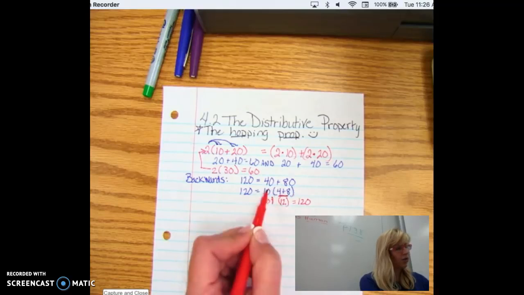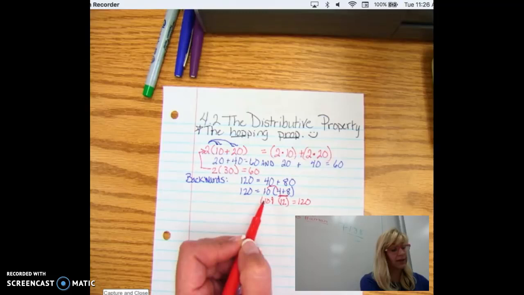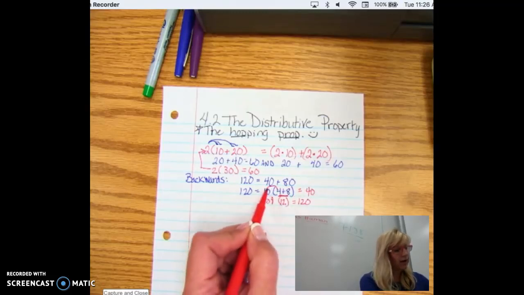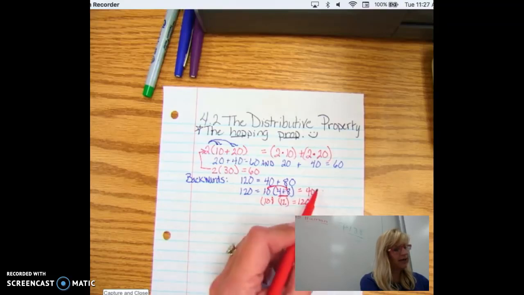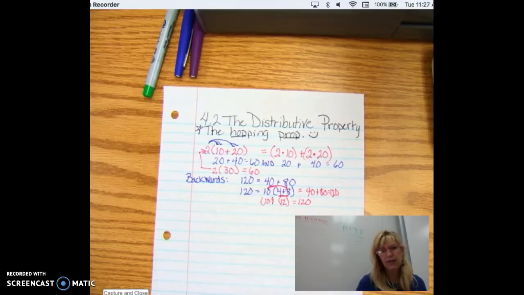I could do hopping prop, the distributive property. I'm going to distribute the 10 through. 10 times 4 is 40. 10 times 8 equals 80, still equals 120, no matter how I factor it or pull things out of it or distribute it. We are going to take a look at the example in the book, so bear with me while we do a real world example.